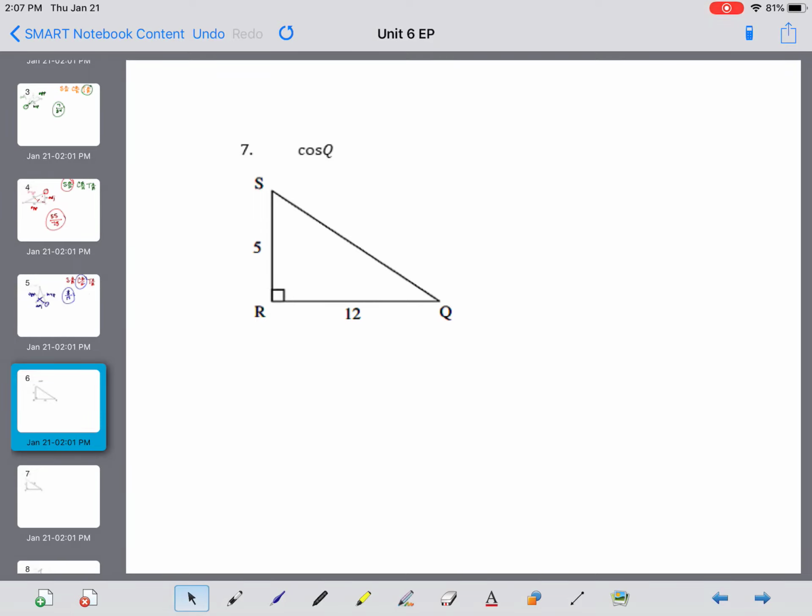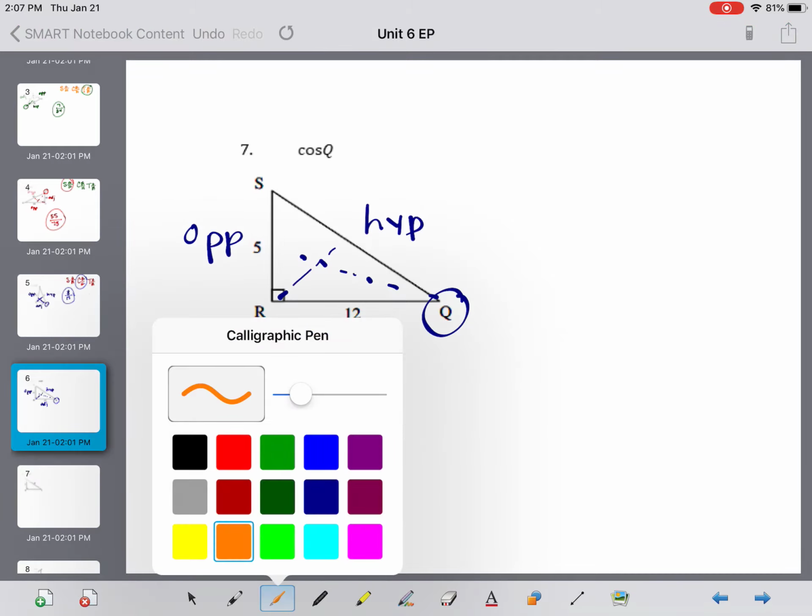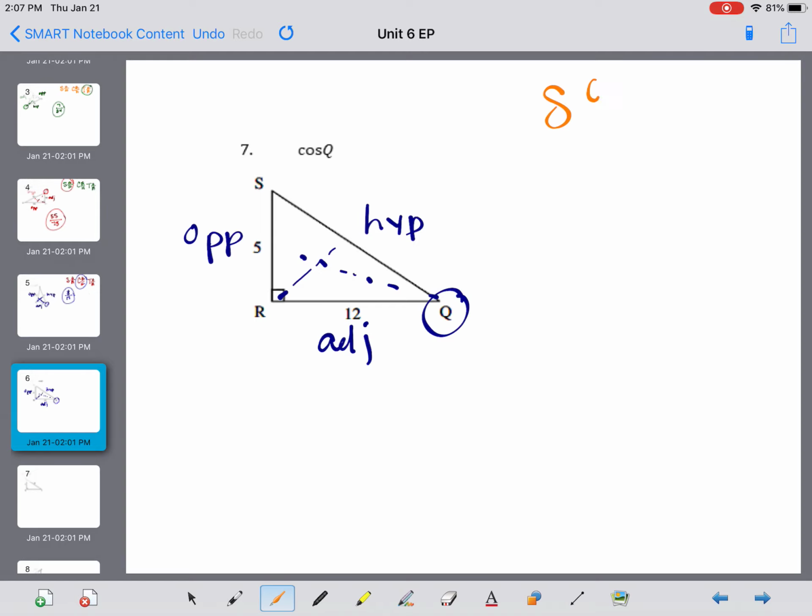We take a look at number 7. We want to find the cosine of q. So start at q. Go across, that's our opposite. Go to our 90, go across, that's our hypotenuse. Side left over is our adjacent. So I'm going to write SOHCAHTOA.